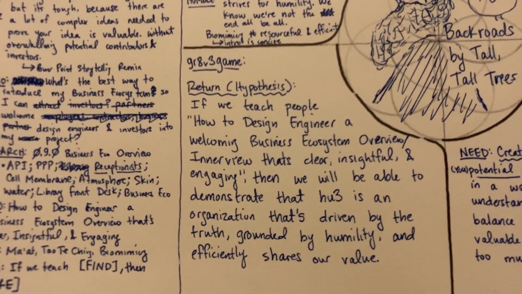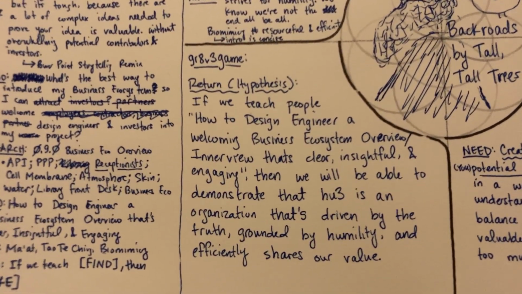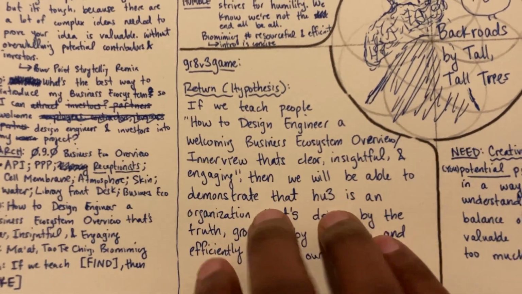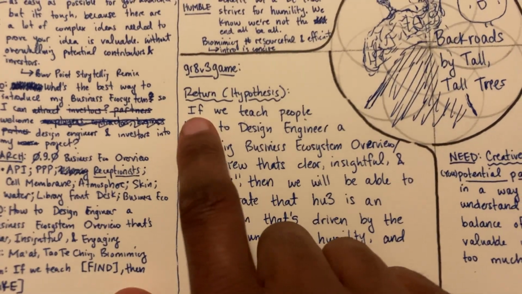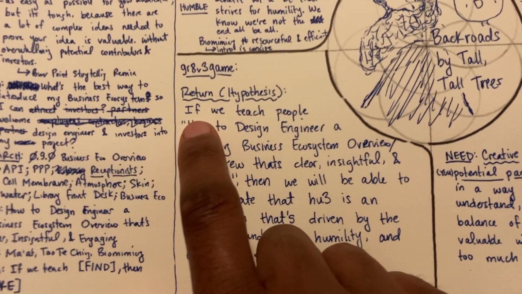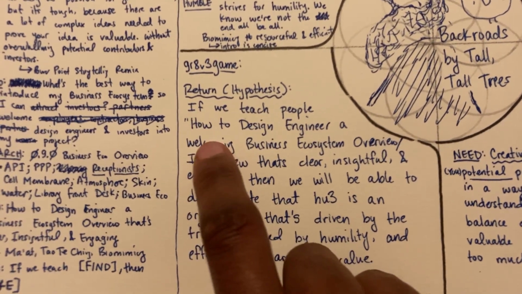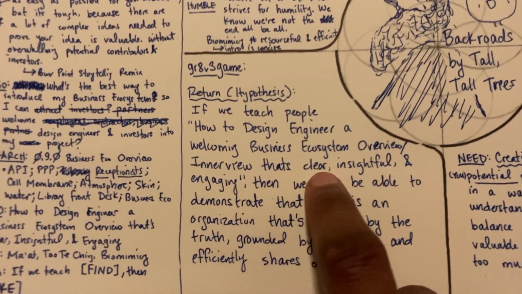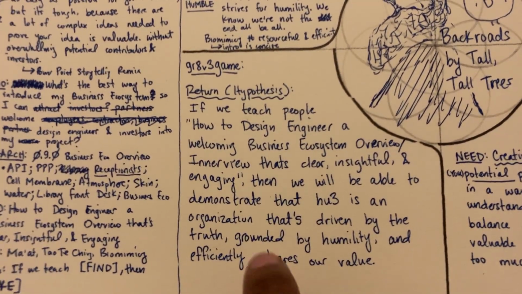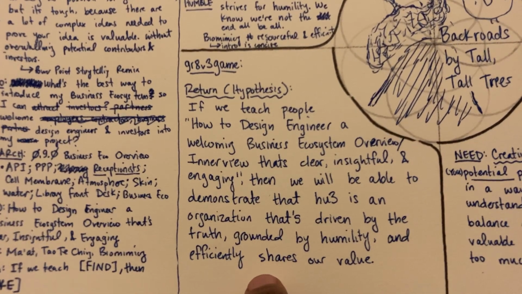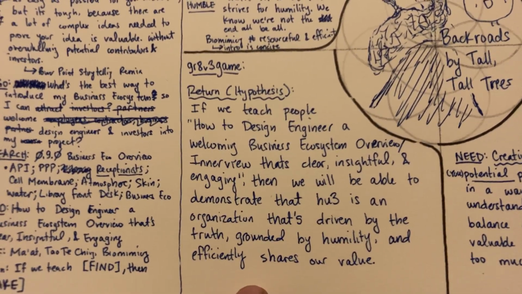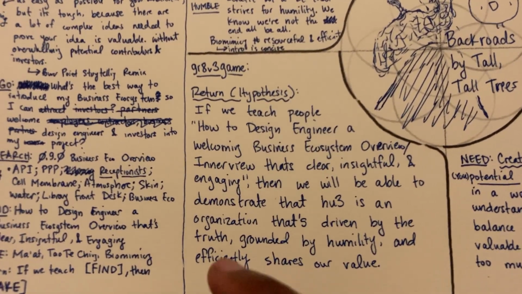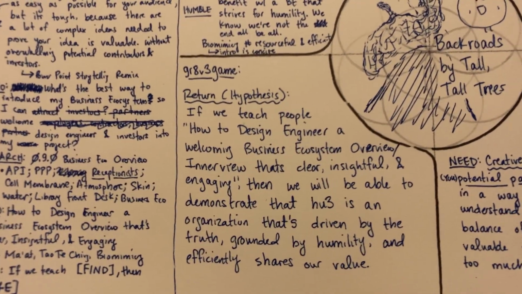When you create your own, realize that it is meant to change. It doesn't have to be perfect. This is going to change. This will change. Yours will change. Stop trying to be perfect. Right now, our hypothesis for this overview is: if we teach people how to design and engineer a welcoming business ecosystem overview/interview that's clear, insightful, and engaging, then we will be able to demonstrate that Hue 3 is an organization that's driven by the truth, grounded in humility, and efficiently shares our value. That just doesn't sound perfect, but it's good for right now.